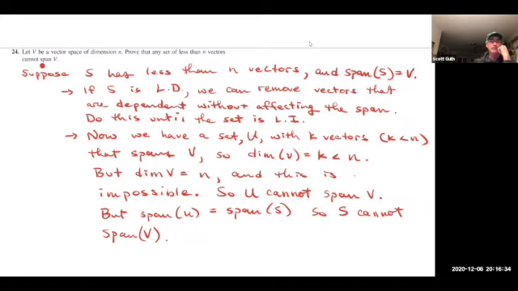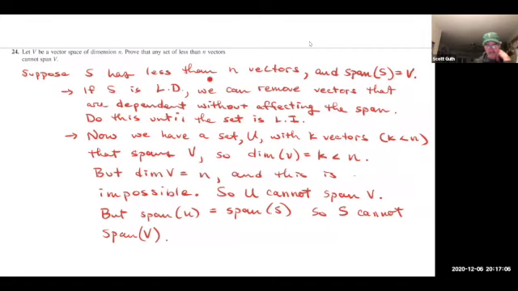So, you know, if the set is independent and spans V, then the dimension is the number of vectors in this set, which I'm calling S. And so if S has less than n vectors, then the dimension of V would be less than n, but it says that the dimension is n, so that's not possible. This set cannot be independent and span V. Anyway, this is how I did it.